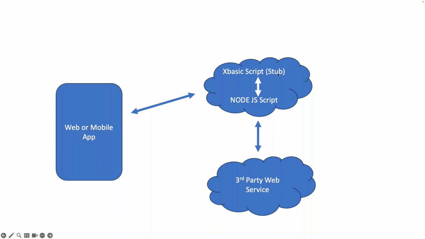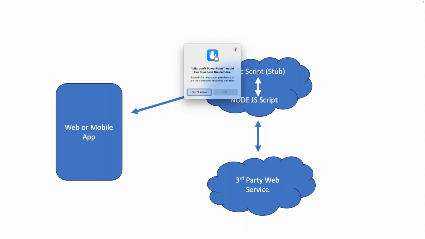Now, I call this a stub because it's just a very small script. Basically, all we're doing in our XBasic is saying, hey, XBasic, there is a Node.js script that I'd like you to run, and here are the parameters that I'd like, and please give me back the results. And that's the entire script. That's the stub. And so that's basically how all of that works.